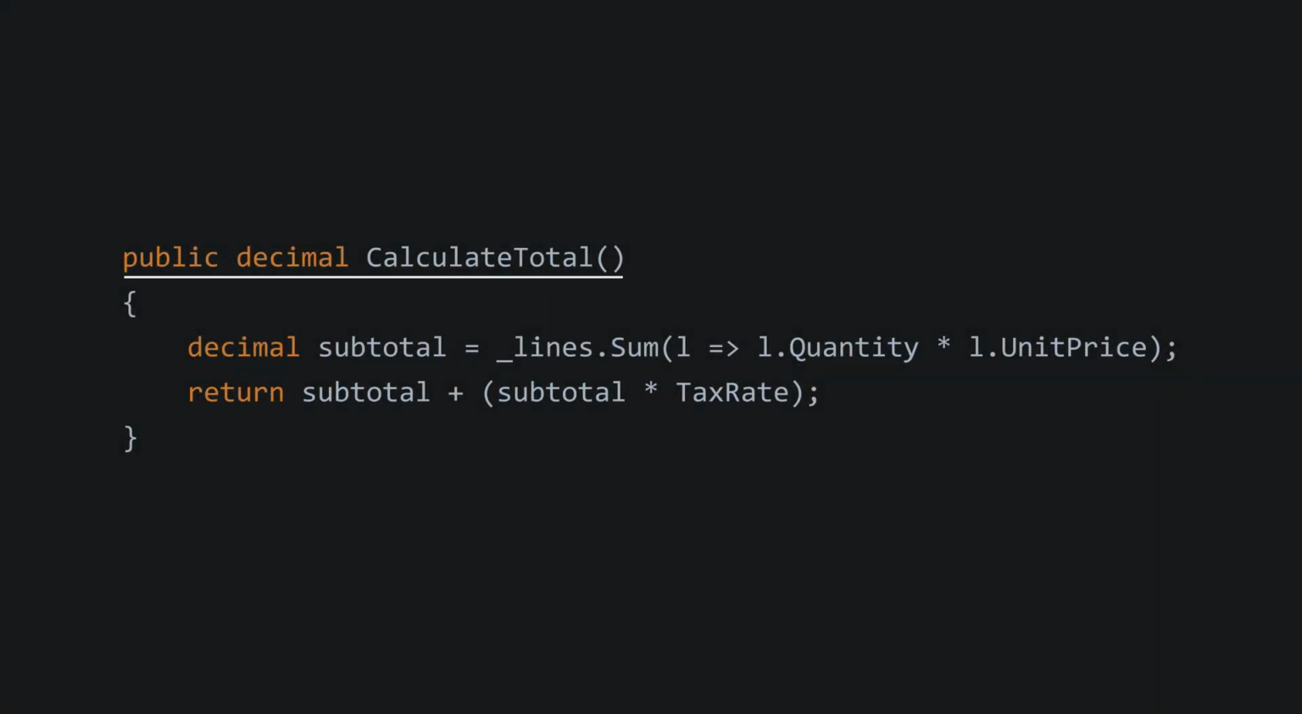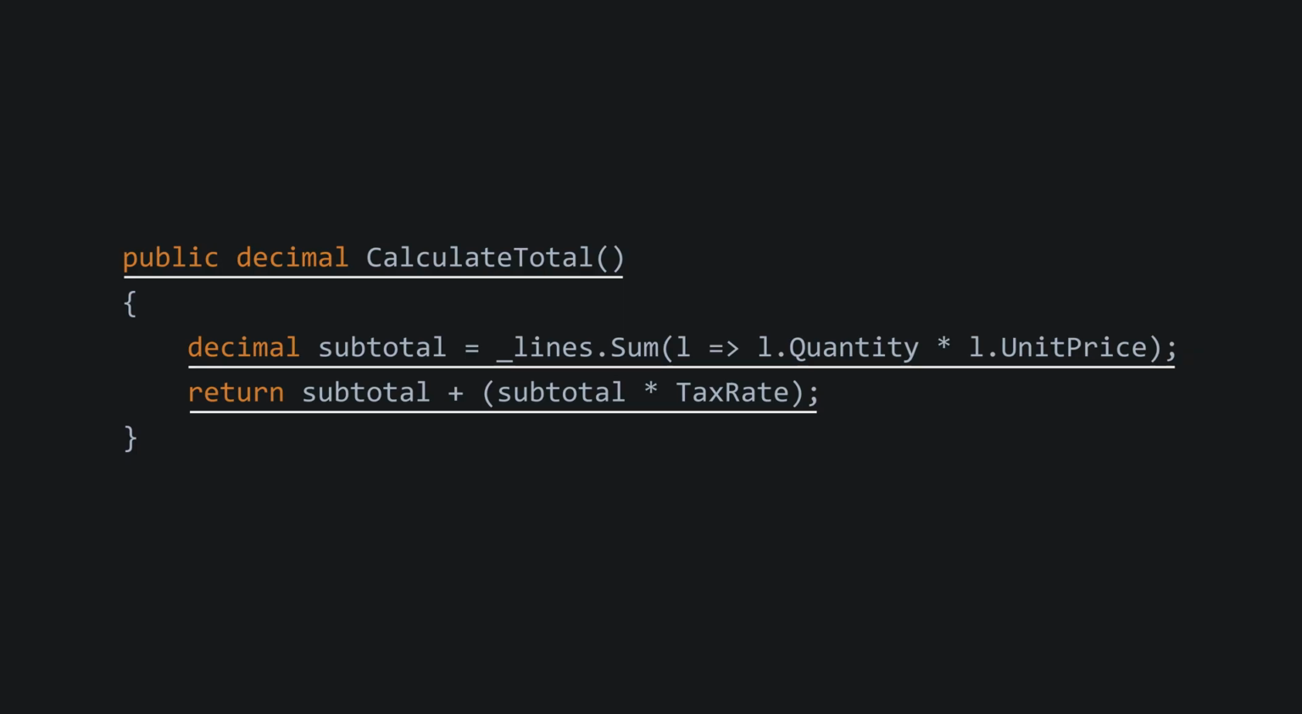Calculate total walks the order lines, sums the price times quantity for each one, and applies the tax rate. This is the tax logic. It is the part a tax office rule change touches.